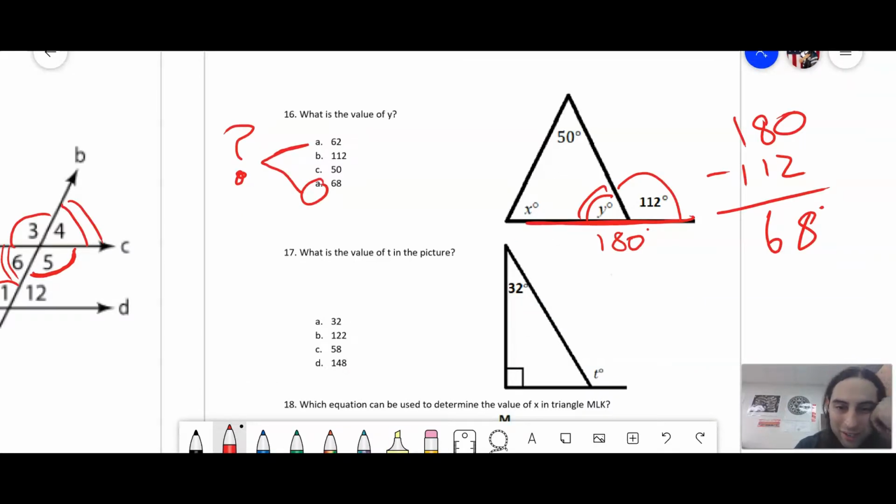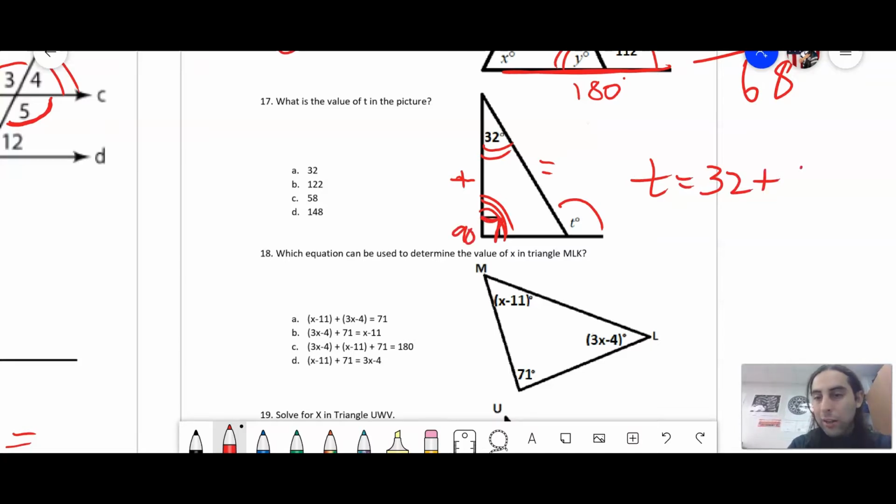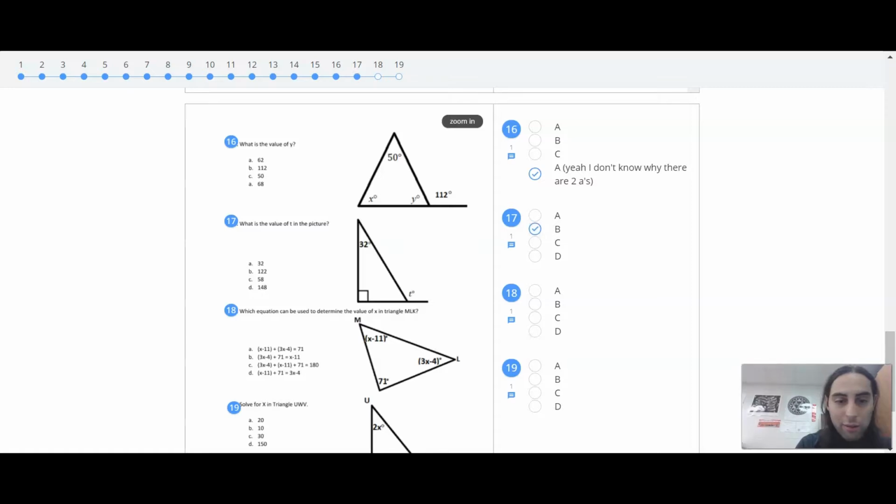Okay, number 17. What is the value of t in the picture? Okay, so once again, outside equals inside plus inside. The exterior angle is equal to the sum of the remote interior angles. That's how you say it. So t equals 32 plus, and this thing right here means it's 90 degrees, right? So what's 32 plus 90? 122 degrees. So 17 is B.